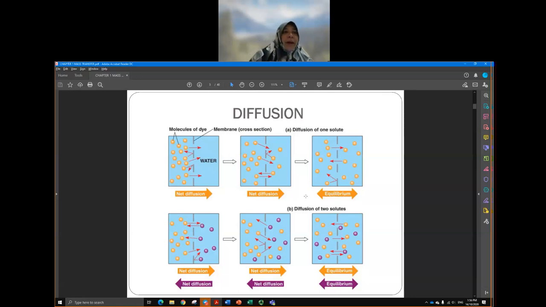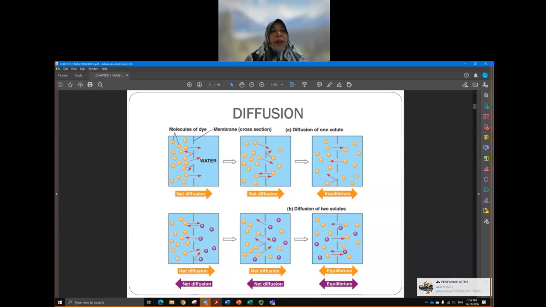If you were to have two types of particles, you can see that you have orange particles and purple particles. Let's say for purple particles, you have about 6 particles, and then you have orange particles.